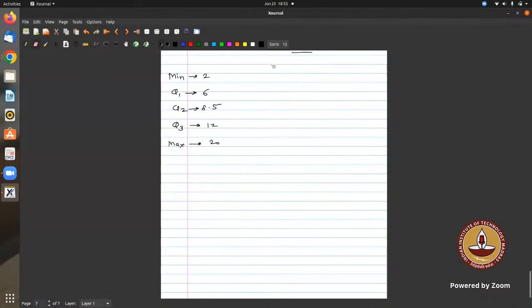So Q2 is the mean? Q2 is the median, it's not the mean.